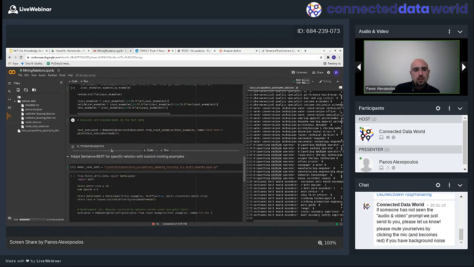So, a 3% increase. Now, it's not a lot, but it actually indicates one direction that you could take in order to optimize the semantic similarity towards the semantics of your target relation.